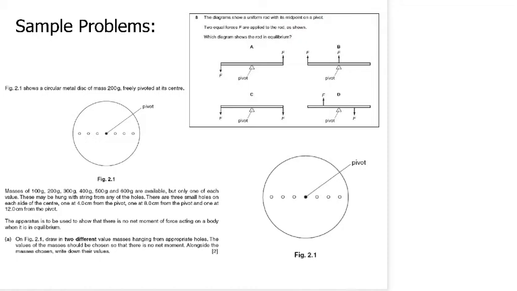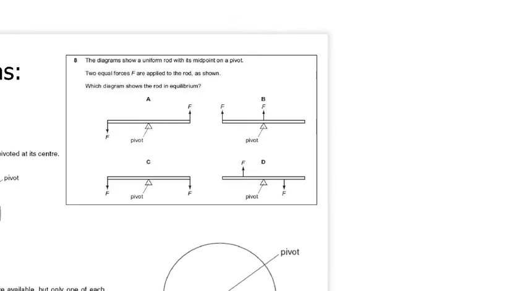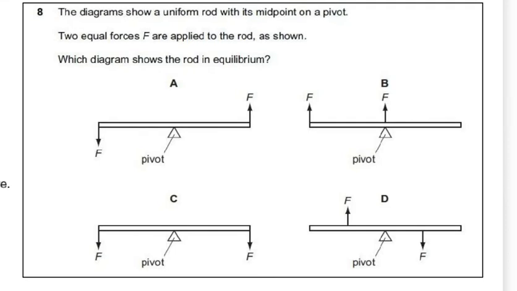So let's apply this to some concrete examples. First, here we have a problem taken from the multiple choice IGCSE physics exam. Right here we have several diagrams that show a uniform rod. That means it's the same all along its length.